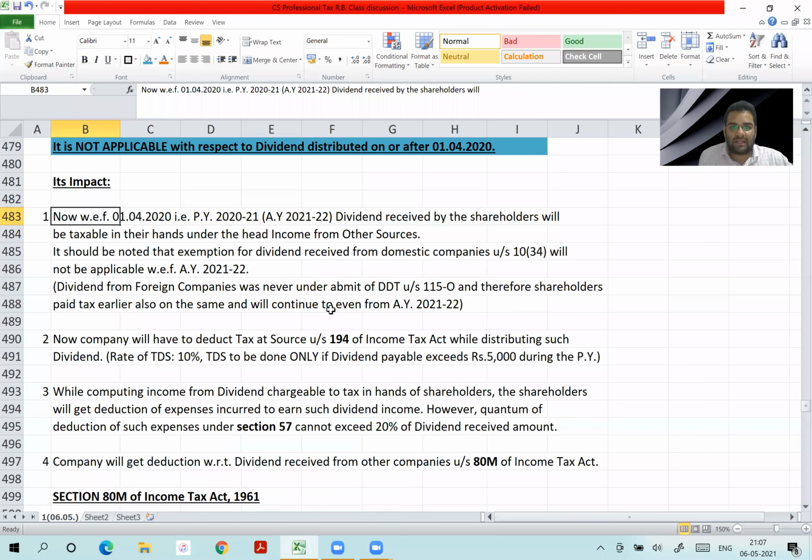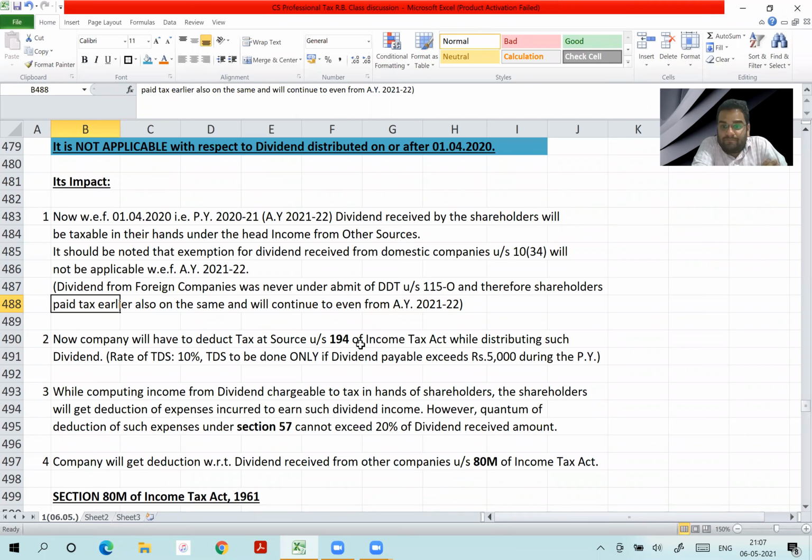It should be noted that exemption for dividend received from domestic companies will not be applicable with effect from AY 21-22. Dividend from foreign companies was never under the ambit of DDT under 115O, and therefore shareholders paid tax earlier also on the same and will continue to pay the tax even in AY 21-22. Is the first point very clear to you as far as impact is concerned?